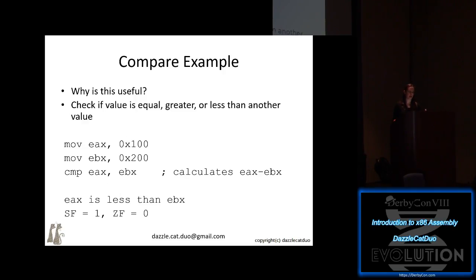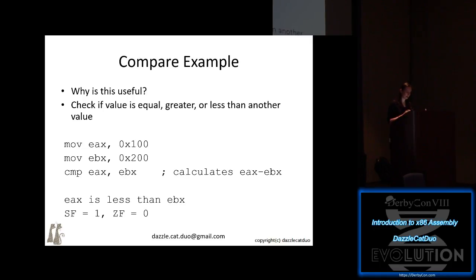So why is this useful? If I load 100 into EAX, 200 into EBX, and do a compare between the two, what that's actually doing behind the scenes is EAX minus EBX. So I'm going to get a negative 100 hex. And what that's actually going to do behind the scenes is basically just set the knowledge that the information was negative. So if the result was negative, you get this SF, which is the sign flag.